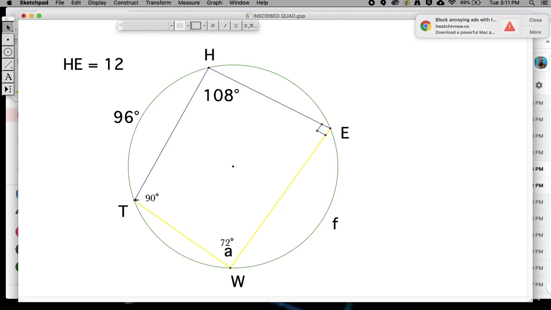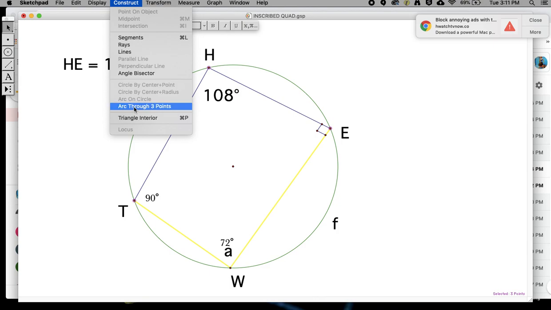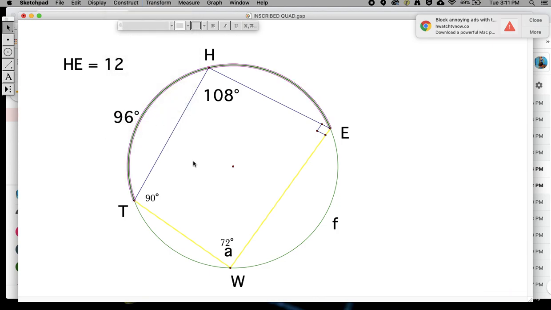So what I'm going to do to really hone in on this is create the arc, because arc THE is the one that's doing that. If I construct an arc through 3 points, we know that's the arc that intercepts this angle. Therefore, this entire arc is going to be double of whatever 72 is, and 72 times 2, my friends, is 144.